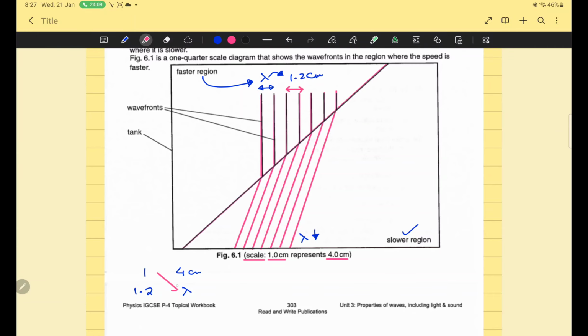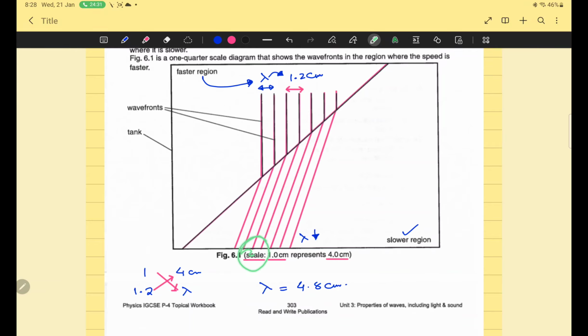And what will be the wavelength in the fast region? It will be actually 12 fours are 48. It will be 4.8 centimeter. Yes Amna and Faria, the concept is clear. Sir, we are given a diagram. In this diagram you are given this condition. This is a scale diagram.